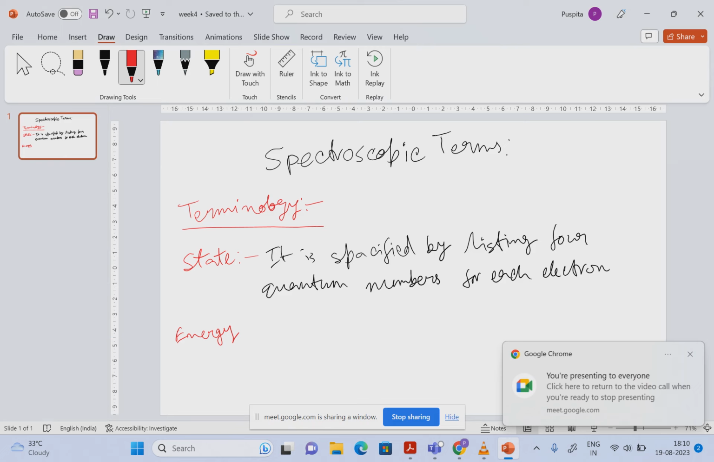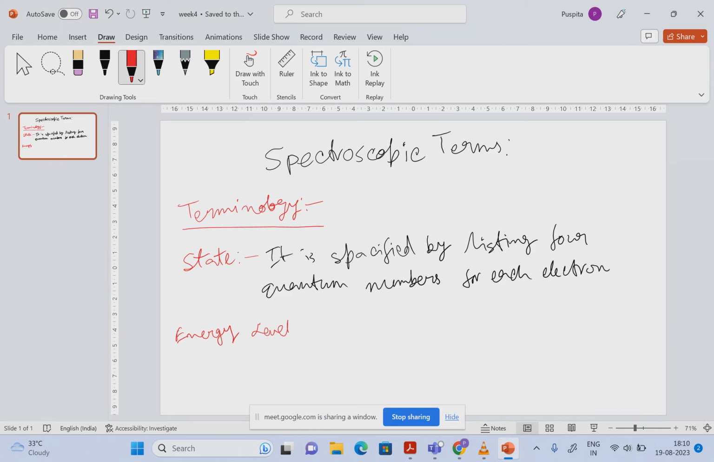The next term is energy level. Okay. A collection of states having the same energy in the absence of external magnetic or electric field constitutes an energy level. Okay, an energy level is quantized by a quantum number J. What is J? We will see a little bit later.